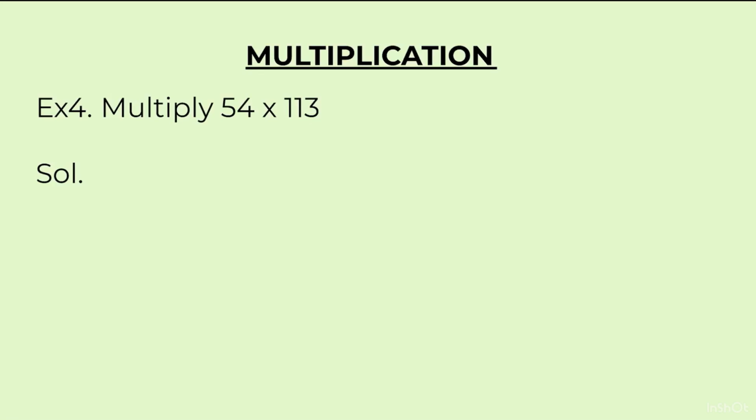Example 4. Multiply 54 by 113. Now here the 2-digit number is given first and the 3-digit number is given later. We can multiply as it is, or we could even change the order. We could write 113 on top and 54 at the bottom. Let us continue like this only.